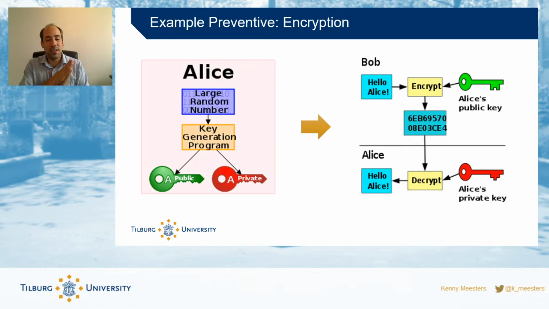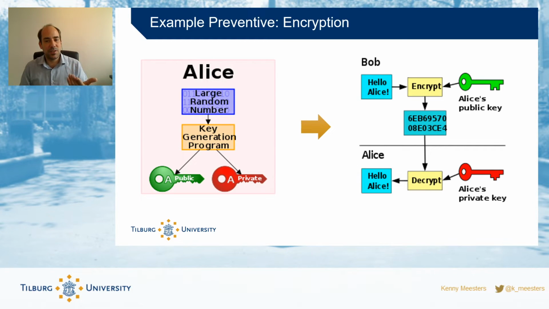What's important is that these keys only work one way. Once you have encrypted it with the public key, you cannot decipher the message. For that, you need the private key. The private key tells you how to go from the encrypted message back to the original message. And that will read, hello Alice.